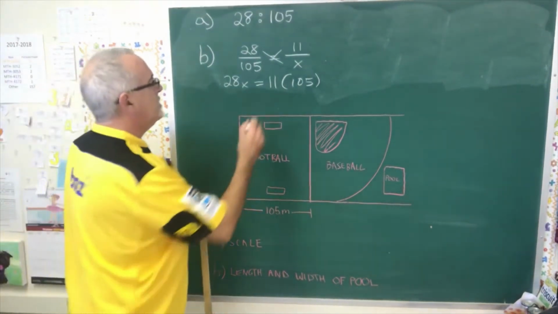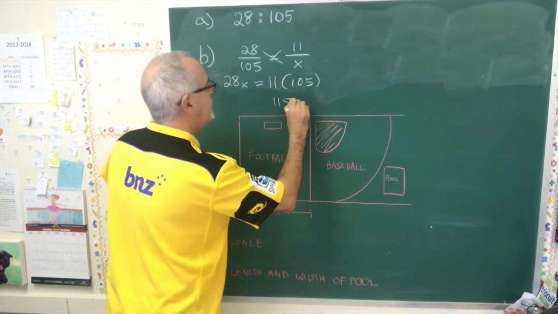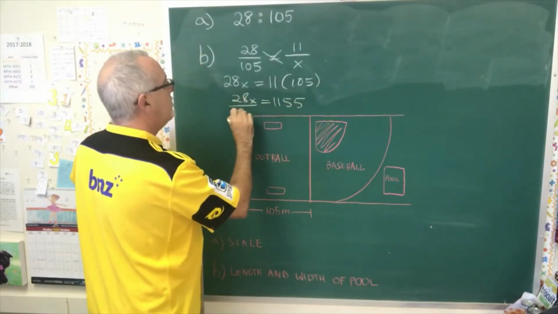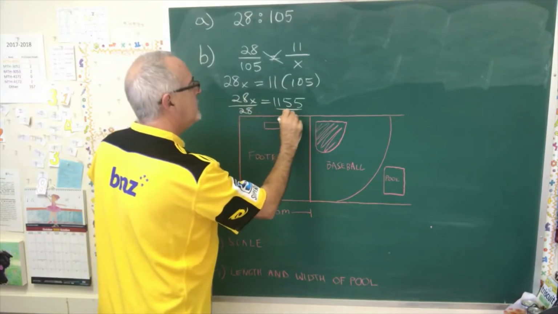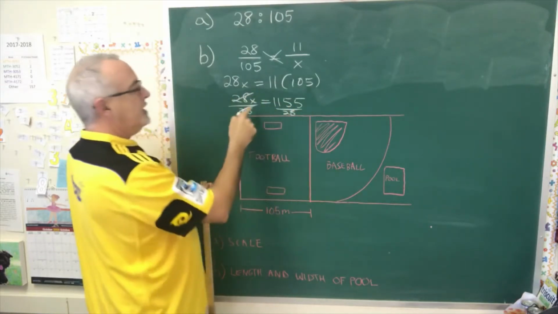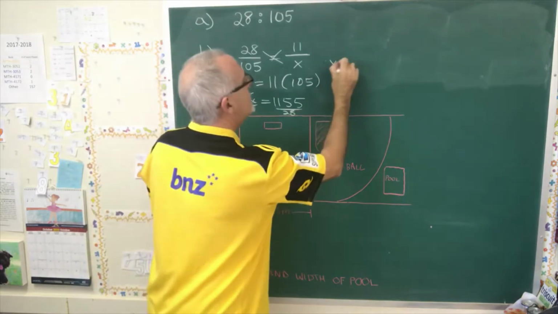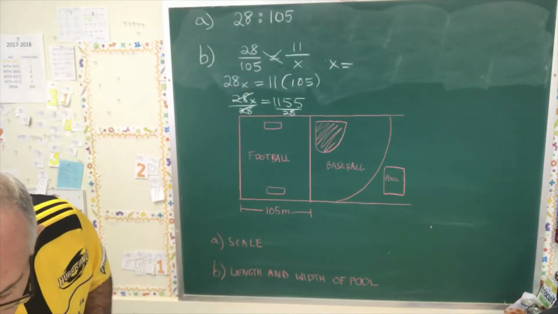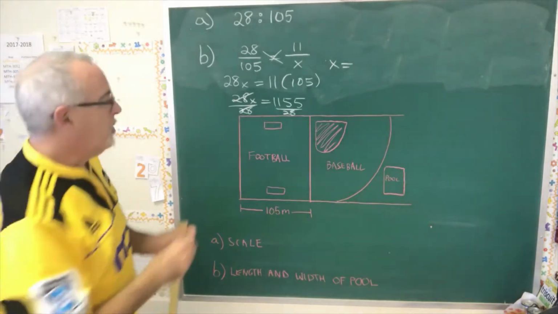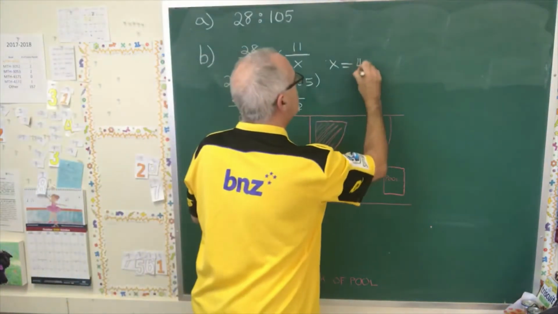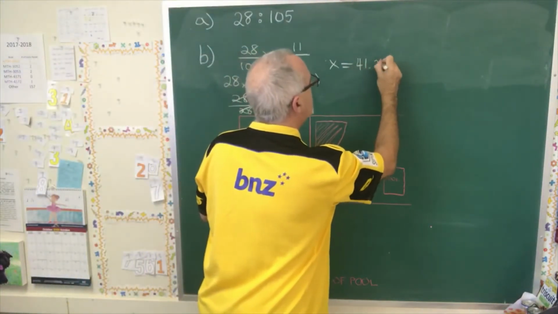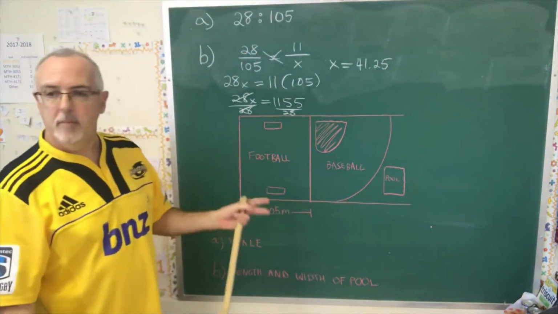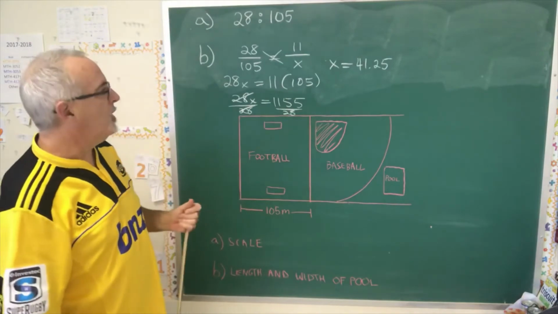And it gives 1,155. We divide both sides by 28. That cancels, our x is isolated, and it's equal to 1155 divided by 28, which is 41.25. That means that the pool is 41.25 meters long. It's actually a pretty big pool.